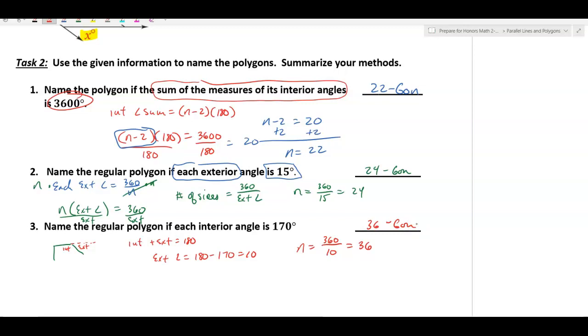So guys, remember, if you're given each interior angle, you are going to use that to find the measure of each exterior angle, and then you're going to use the formula, number of sides equals 360 divided by the measure of the exterior angle. Go ahead, attempt the homework, and let me know if you have any questions.